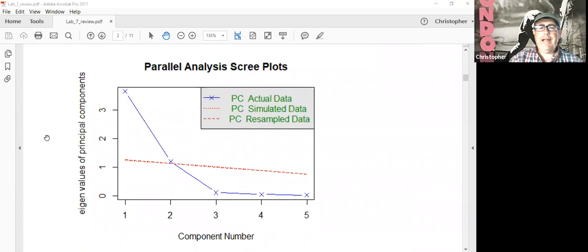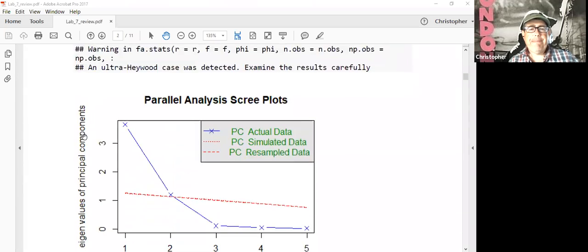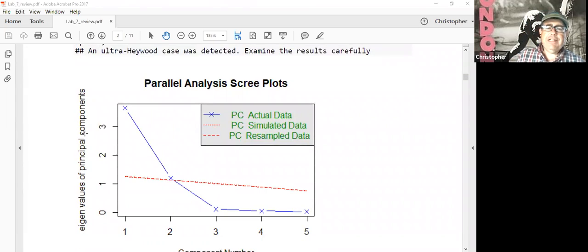Here's what we have here, and you can see in the code I called for parallel analysis, and then I specified that I want PC, or principal components analysis. If you don't specify this, you'll get a graph with both components and factors. I find that graph to be a little bit busy, so this is a little bit cleaner and easier to look at. So here is my parallel analysis.